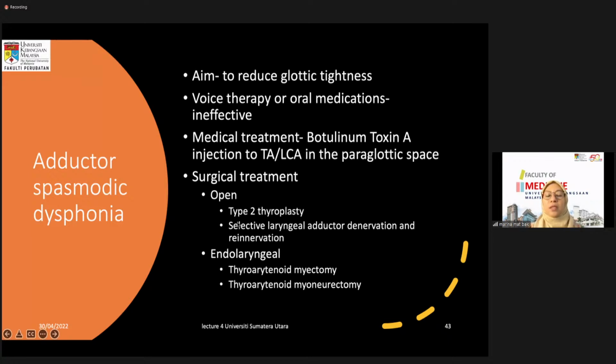And what about surgical treatments? These are the options of surgical treatment, which can be divided into open and endolaryngeal approaches. For open laryngeal framework surgery, it is type 2 thyroplasty. Another one is selective laryngeal adductor denervation and reinnervation. For the endolaryngeal approach, people have described thyroarytenoid myectomy, and some people do thyroarytenoid myectomy together with neurectomy endolaryngeally. So these are the treatments described in the literature.